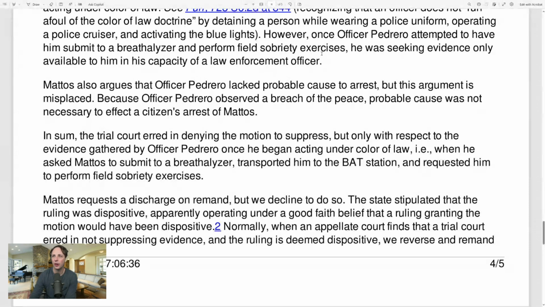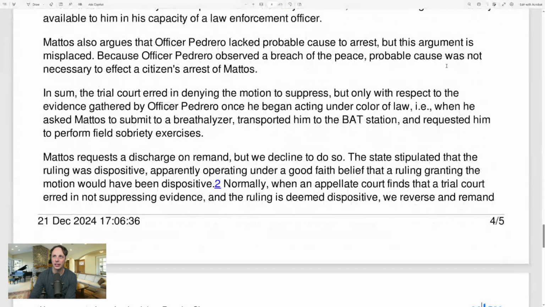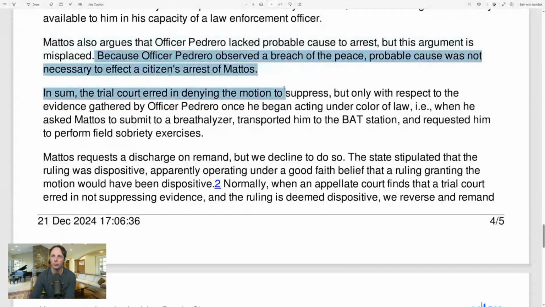Matos also argues that Officer Pedreo lacked probable cause to arrest, but this argument is misplaced. Because Officer Pedreo observed a breach of the peace, probable cause is not necessary to affect a citizen's arrest of Matos. So this shows you right here, there you go. Just being drunk and in the car in the middle of the road was enough to say, okay, you could affect a citizen's arrest under breach of the peace.